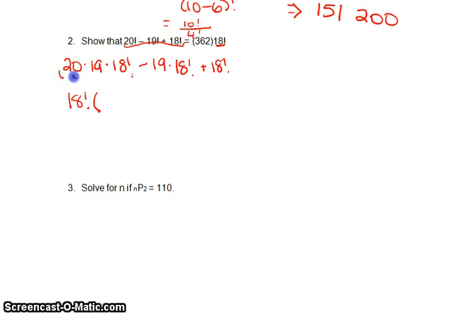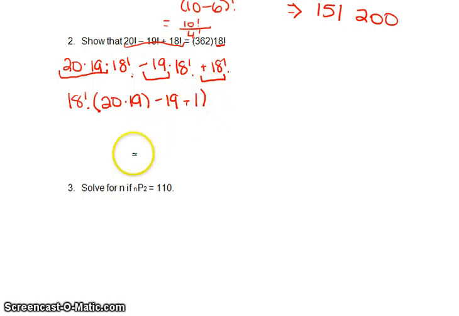That means we are left with 20 times 19, subtract 19, plus, when we pull out 18 factorial, it doesn't become 0. It's 18 factorial divided by 18 factorial, and any number divided by itself is 1. So just remember, this is not 0. We still have a number there, okay?